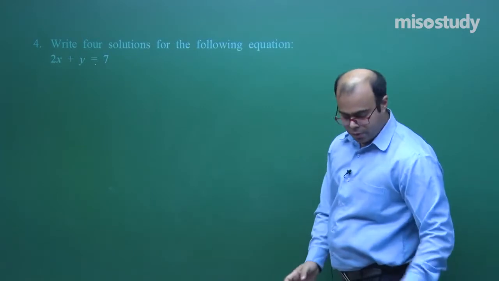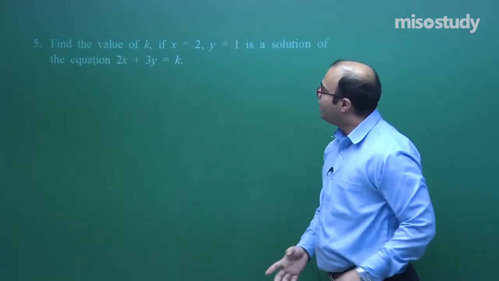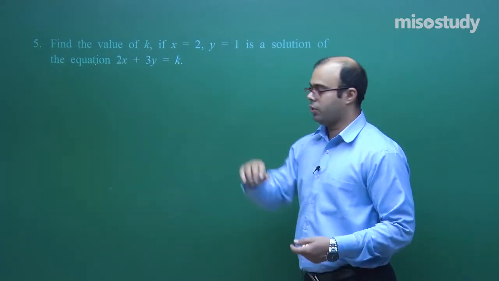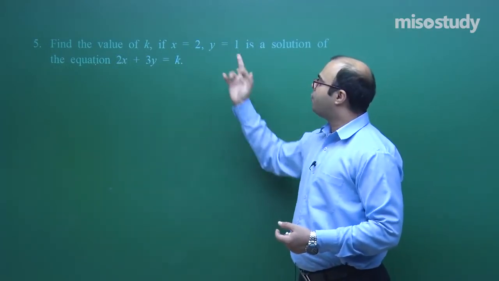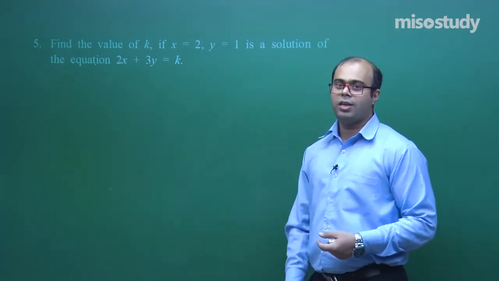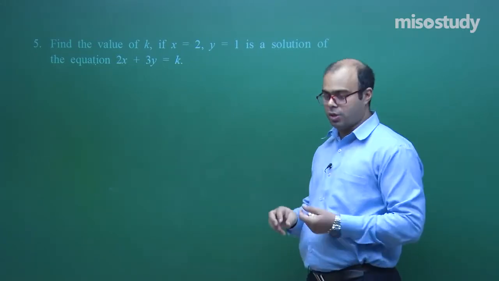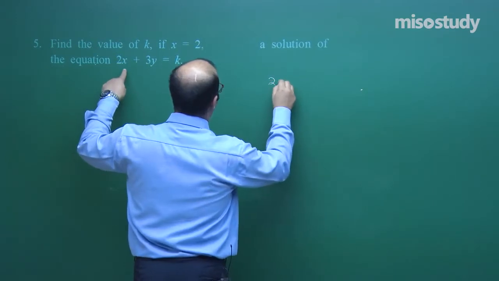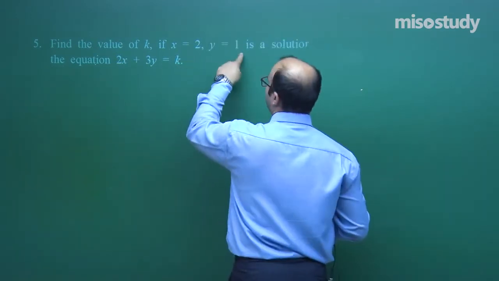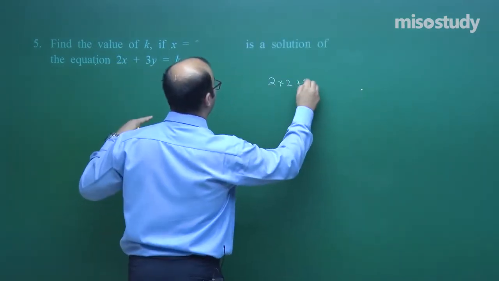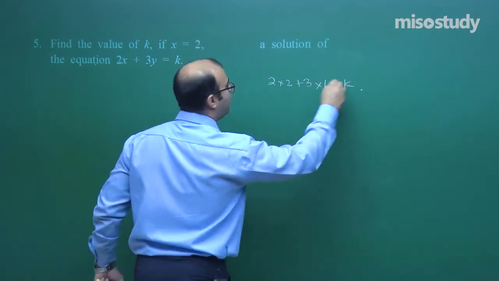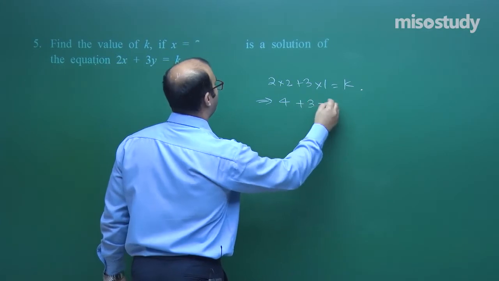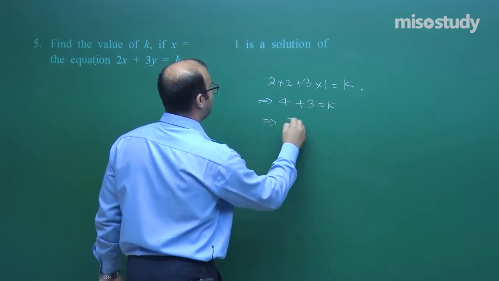In this question, it has been asked, find the value of k if x equal to 2, y equal to 1 is a solution of the equation. Now, if these values of x and y are the solution of this equation, then they must satisfy the equation. So, when we put x equal to 2 here, this will become 2 into 2, and when we put y equal to 1 here, this will become plus 3 into 1, which has to be equal to k. This implies 4 plus 3 is equal to k, which implies that 7 is equal to k.